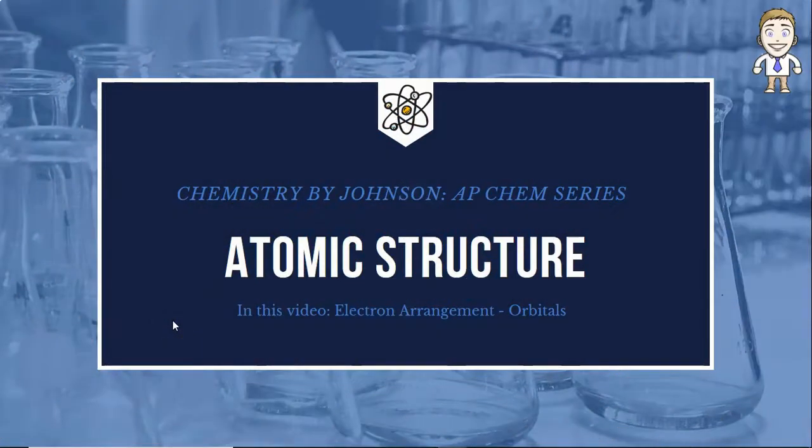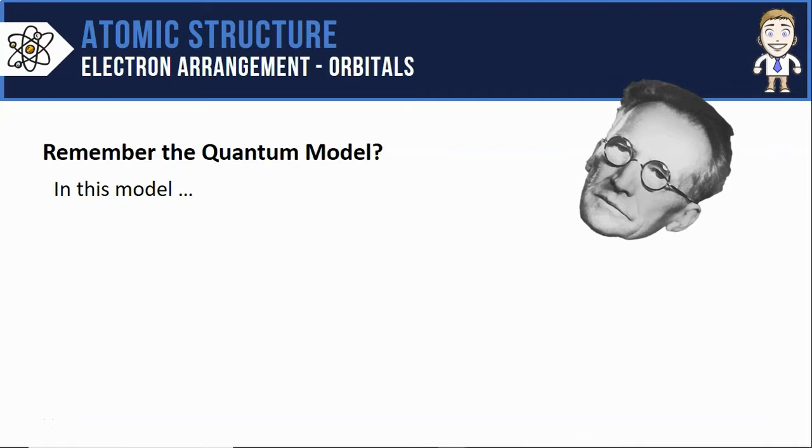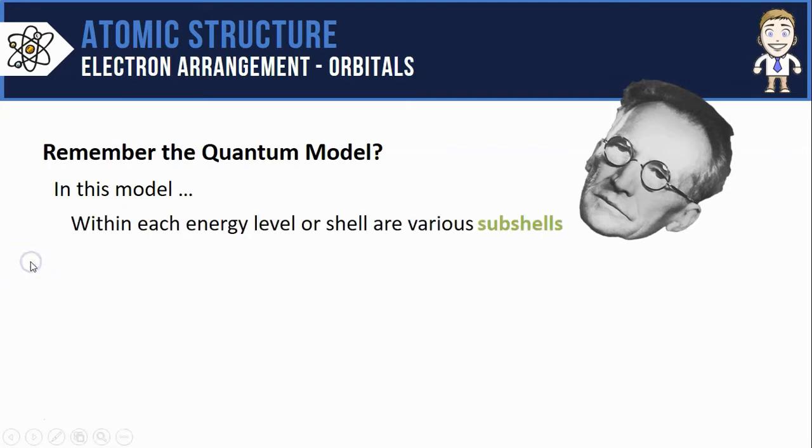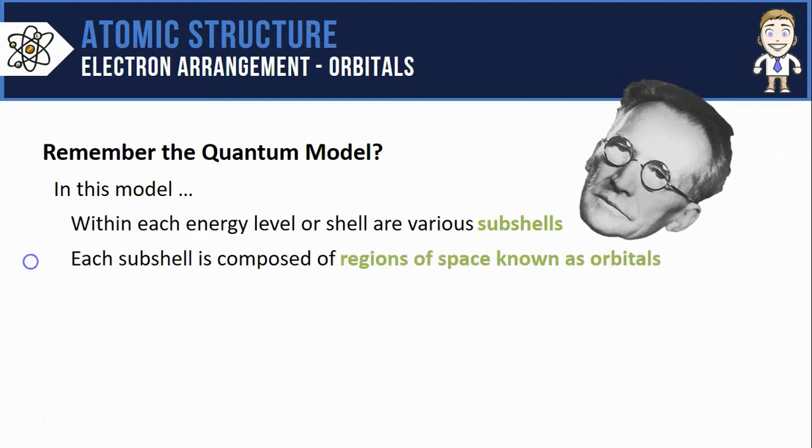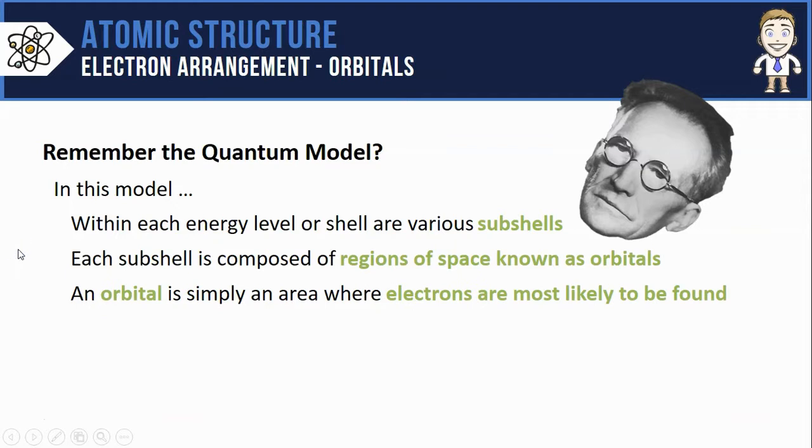Hey everyone, in this AP Chem series video, we're going to take a look at how electrons are arranged in orbitals. Remember from the last video, we learned about the quantum mechanical model of the atom where there are energy levels or shells all made of various subshells or sublevels. Each of these subshells is then composed of regions of space known as orbitals, and those orbitals are simply areas where electrons are most likely to be found.